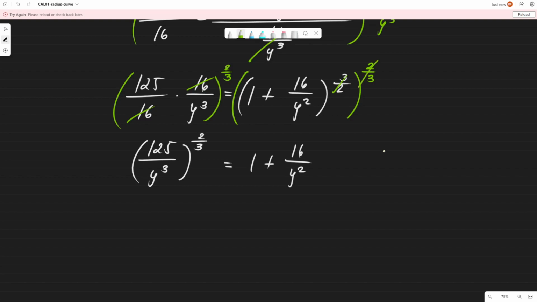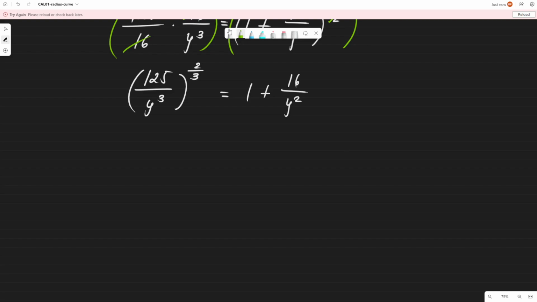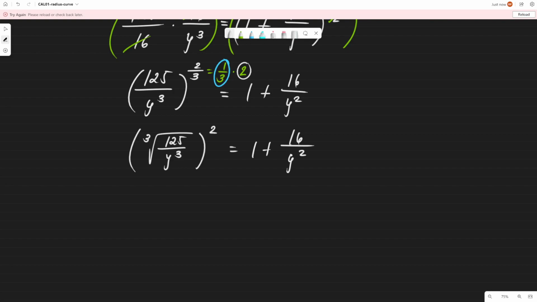Okay, so further simplifying, alam naman natin na yung 2/3 can be expressed as 1 over 3 times 2. Tama? So pwede nating i-erase yung ating cube root at square. Therefore, we will have the cube root of 125 over y cube. Saan nanggaling yun, sir? Dito. Then, quantity squared. Saan nanggaling squared? Ito naman. Okay? So this is equivalent to 1 plus 16 over y squared.